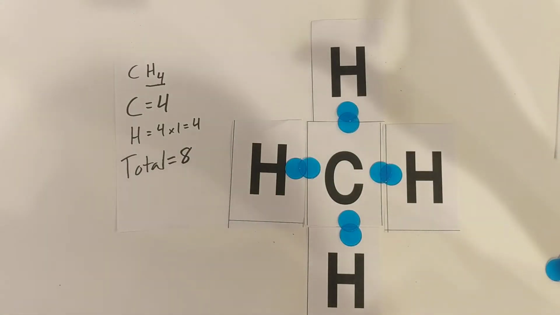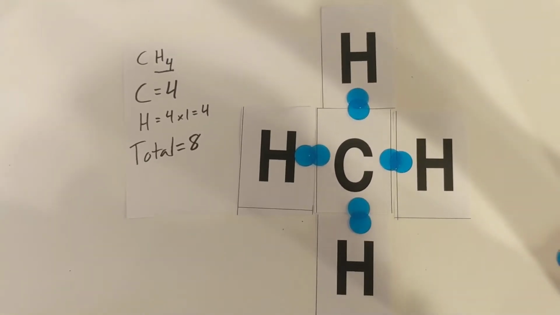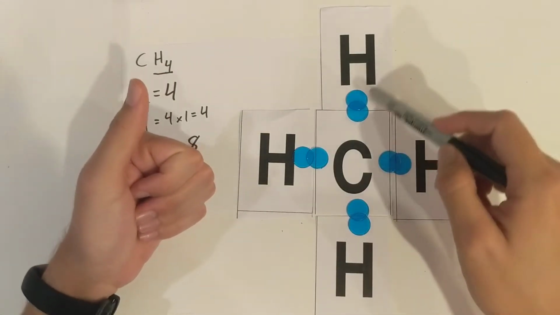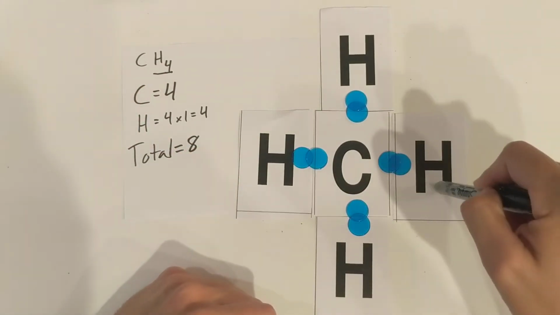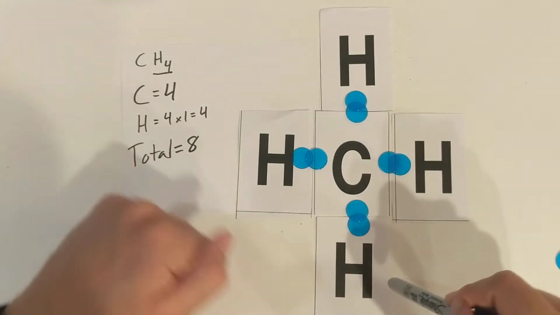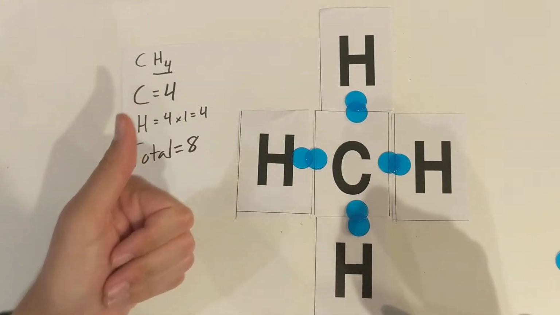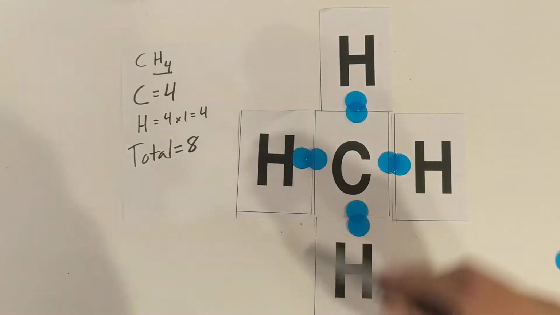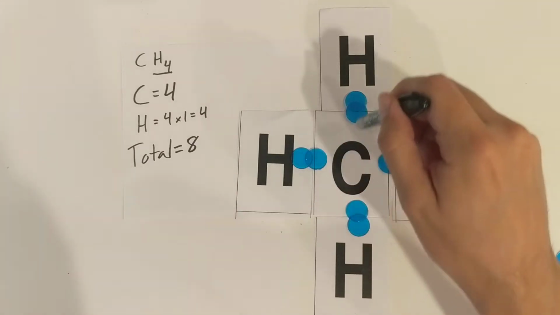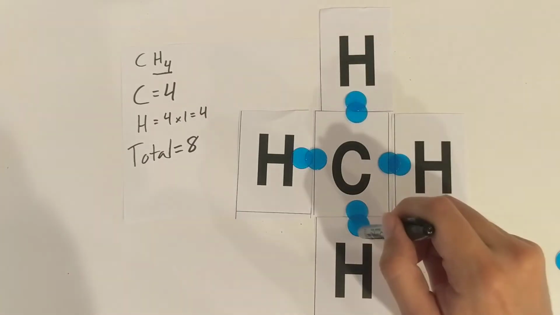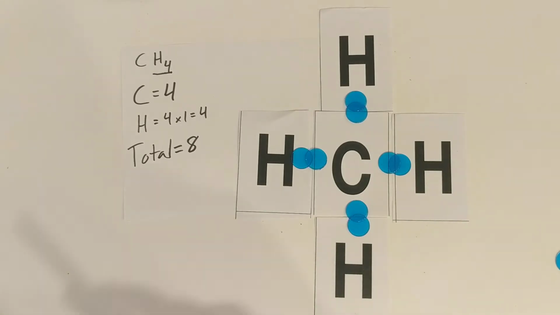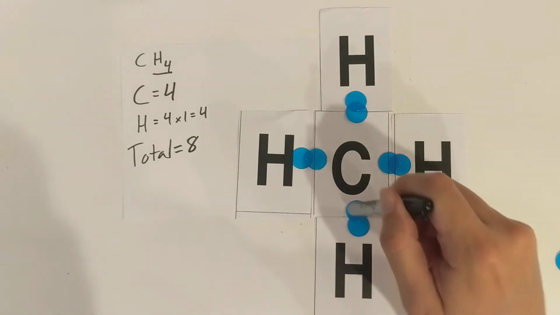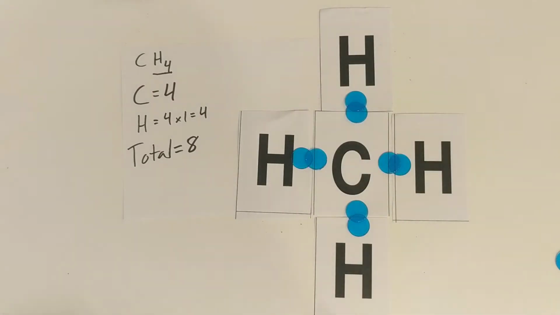We can count them up. This one's got 1, 2. That one's happy. This hydrogen's got 1, 2. That one's happy. This one's got 1, 2. That hydrogen's happy. This hydrogen's got 1, 2. That hydrogen's happy. So all our hydrogen are happy. We just got to double check on our carbon. So carbon, if you count them up, 1, 2, 3, 4, 5, 6, 7, 8. That carbon is a happy carbon, and we counted 8 total electrons as well. 1, 2, 3, 4, 5, 6, 7, 8. So we didn't add any.